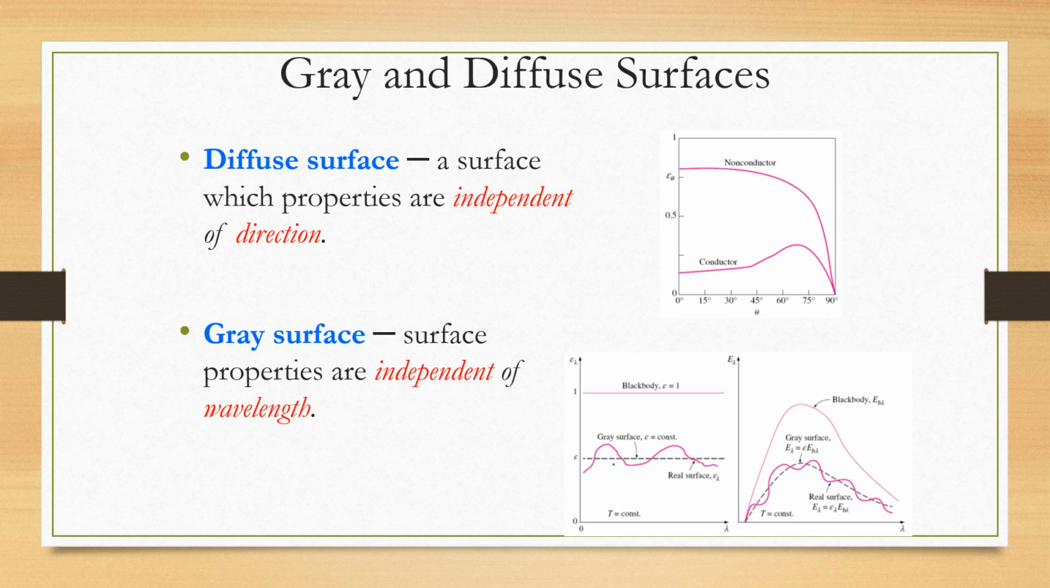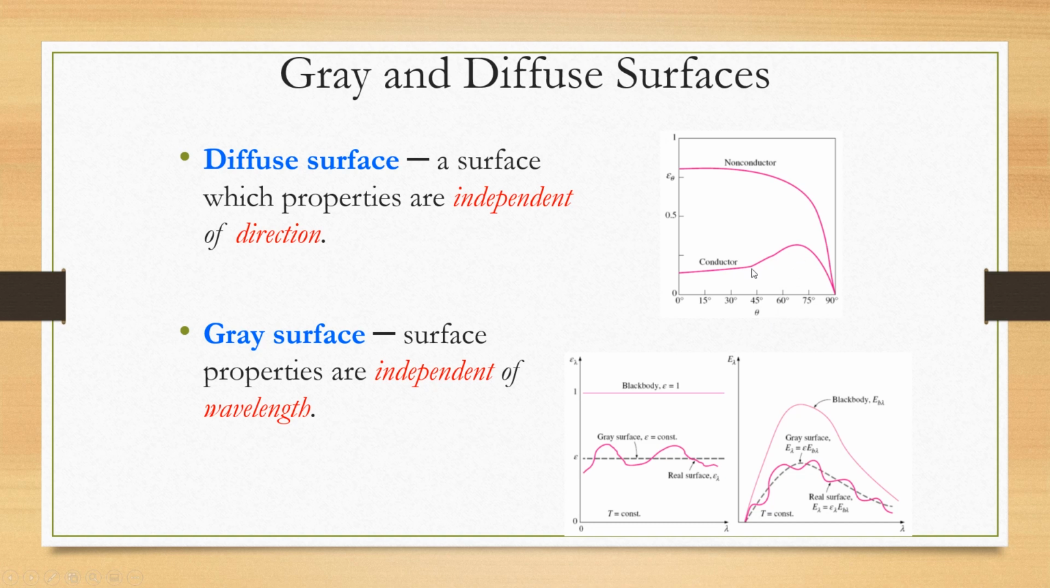What does a diffuse surface mean? A diffuse surface is independent of direction. As we can see in this figure, we have theta at 15 degrees, 30 degrees, 45 degrees, 60 degrees, 75 degrees, and 90 degrees. For a diffuse surface, the emission is directly proportional to the emissivity, so we will get a linear graph here. The conductor and non-conductor are treated as diffuse surfaces, which means the emissivity is independent of direction.